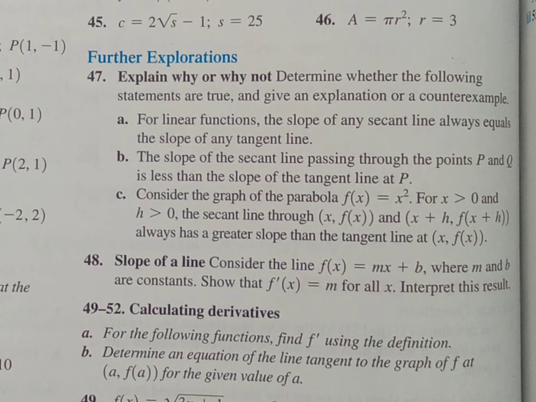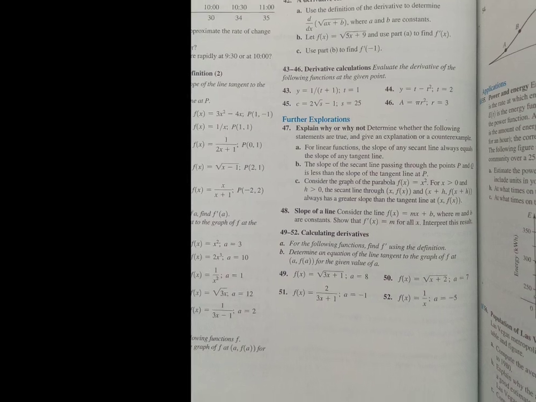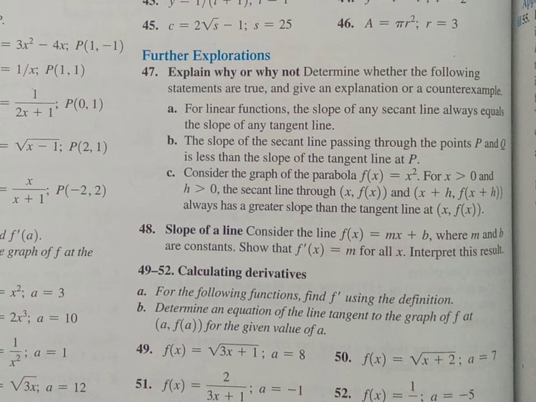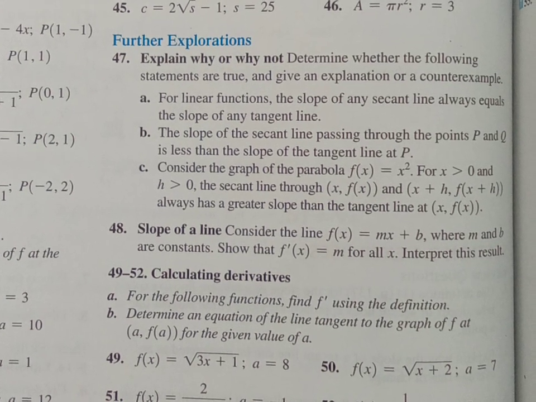All right, three more of these. For linear functions, straight lines, the slope of any secant line always equals the slope of any tangent line. Let's get a linear function to look at. Yeah, there it is. They're saying true, because it's moving at a constant rate. Very good. So the slope of any secant line is always equal to the slope of any tangent line, because like Dina just said, it's moving at a constant rate at all times.